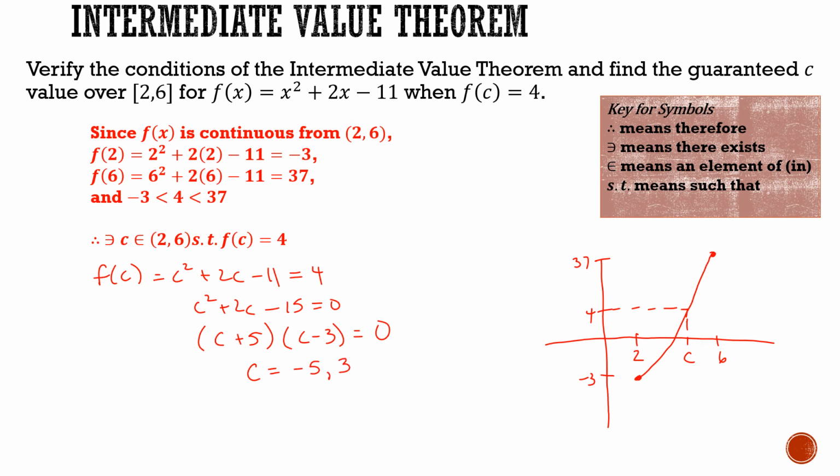Now technically those are the 2 answers, but remember we want a c between the interval that they gave us. The whole thing was we were guaranteed a c between 2 and 6. So I don't want c equals -5 because that's not between 2 and 6. I just want c equals 3.